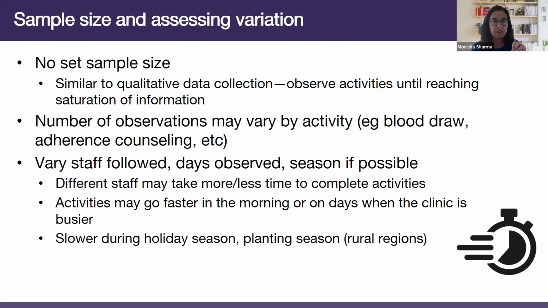And you generally also want to vary the staff that you're following. So across the program, you want to try to follow each of the staff if possible, because everyone has inherent differences in how they do their work. Vary the days observed, potentially the season. So maybe activities go faster in the morning, or on certain days when the clinic is busier, it's slower during the holiday season. And so in order to get a mean time, you kind of want to capture all the variation and then the time spent in each kind of subset of seasons.